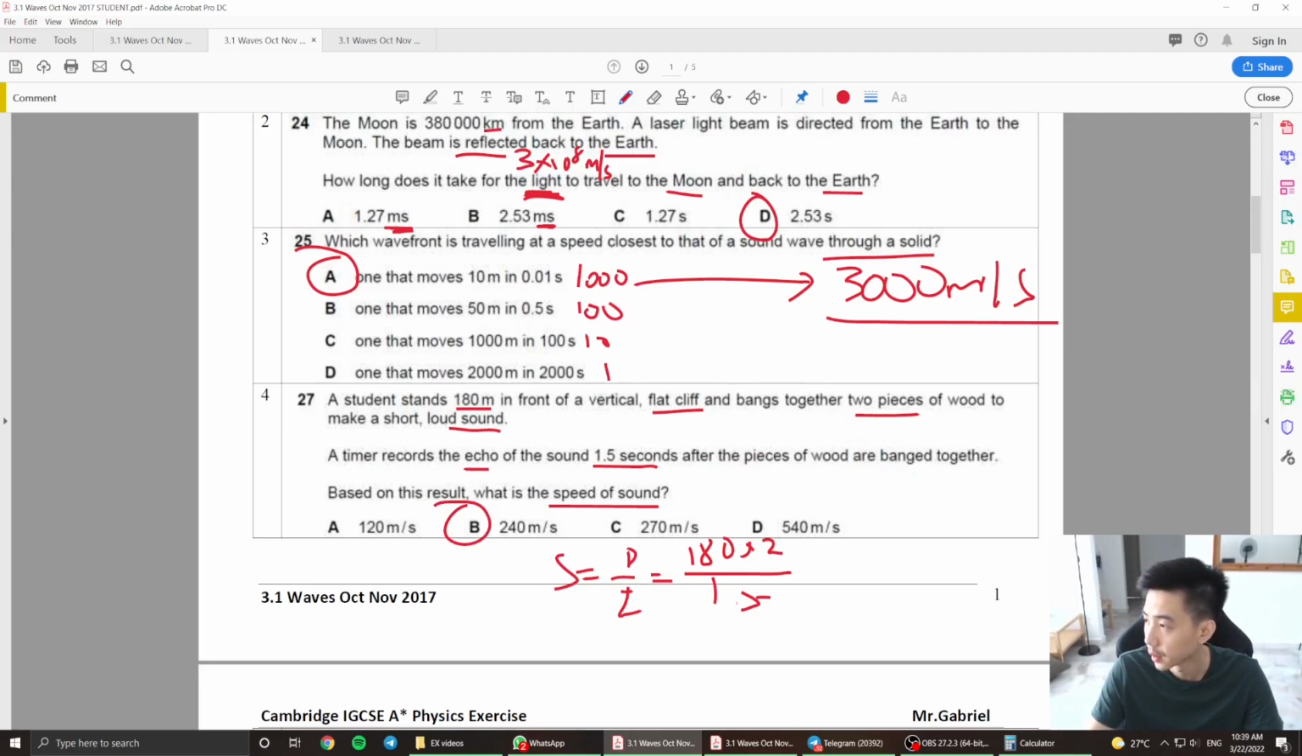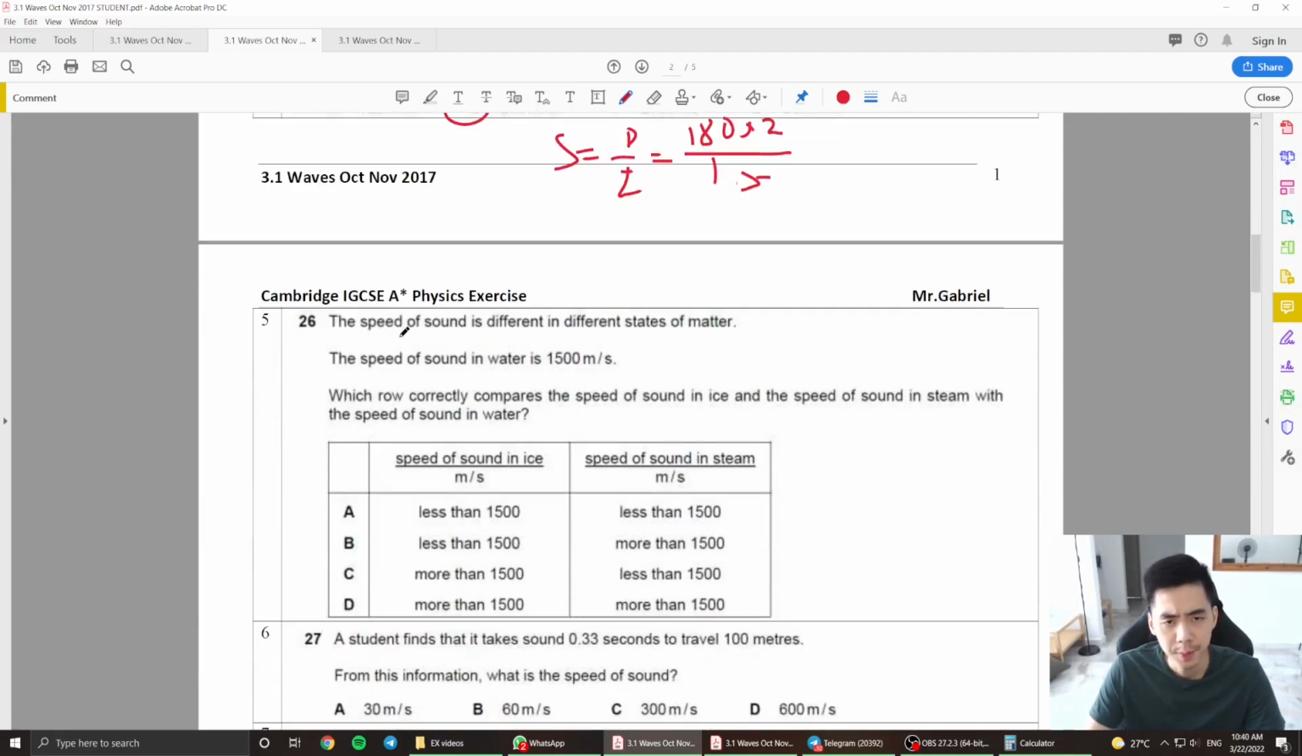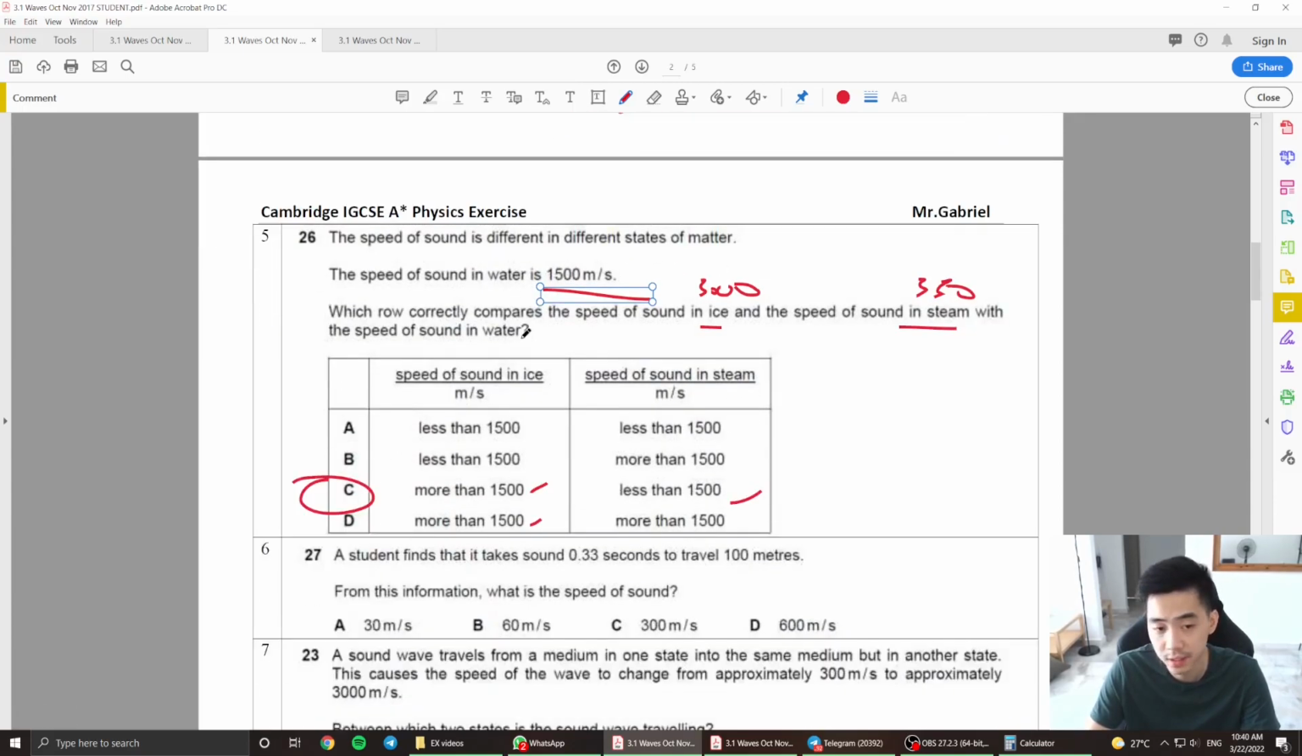Alright, and moving on. The speed of sound is different in different states of matter. The speed of sound in water is 1,500 meters per second. Which row correctly compares the speed of sound in ice and the speed of sound in steam with the speed of sound in water? Wow, ice is about 3,000. Steam is about 330. Speed of sound in ice is definitely going to be more, right? Speed of sound in steam is definitely going to be less, so none other than C can be the answer here.